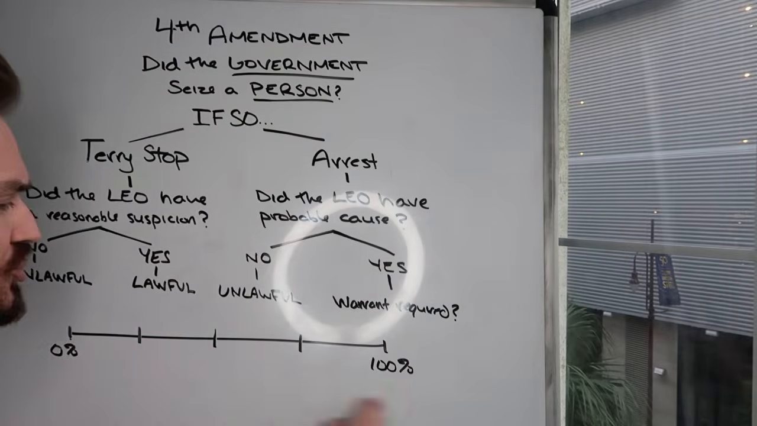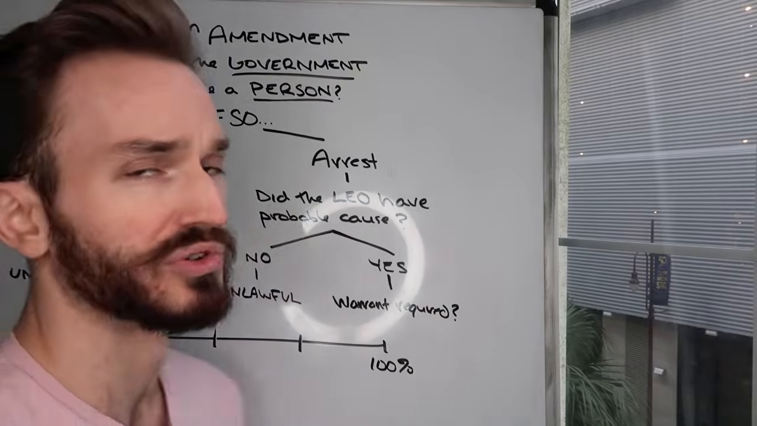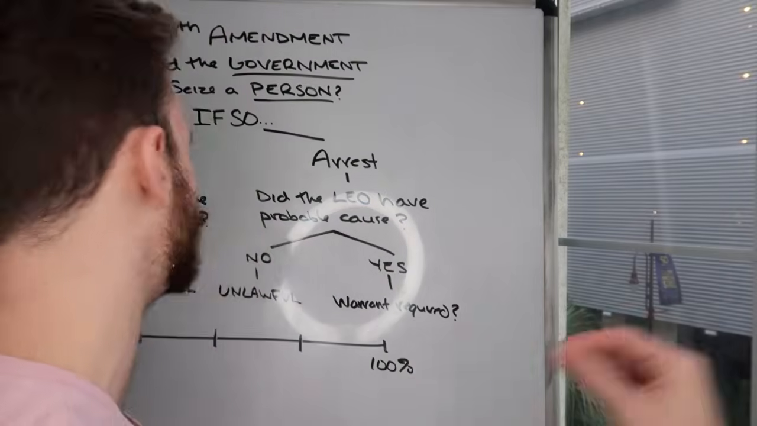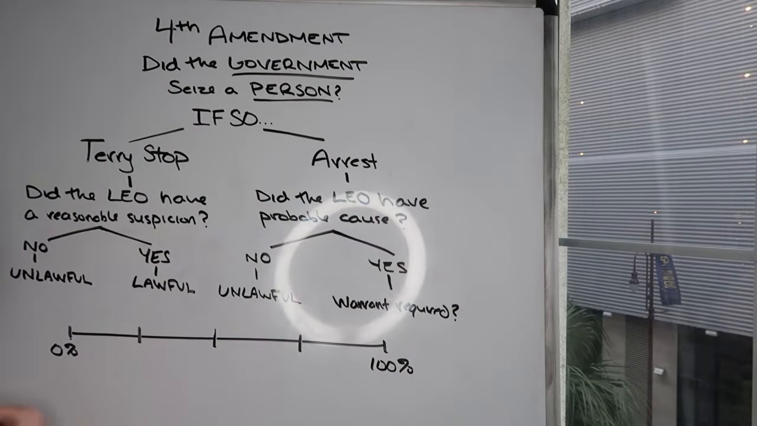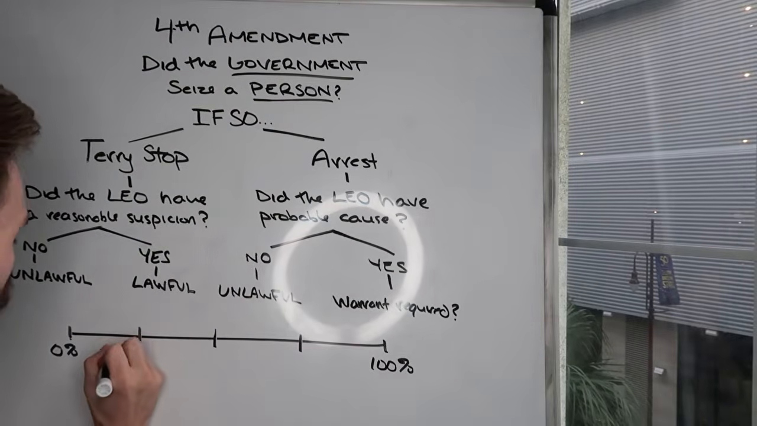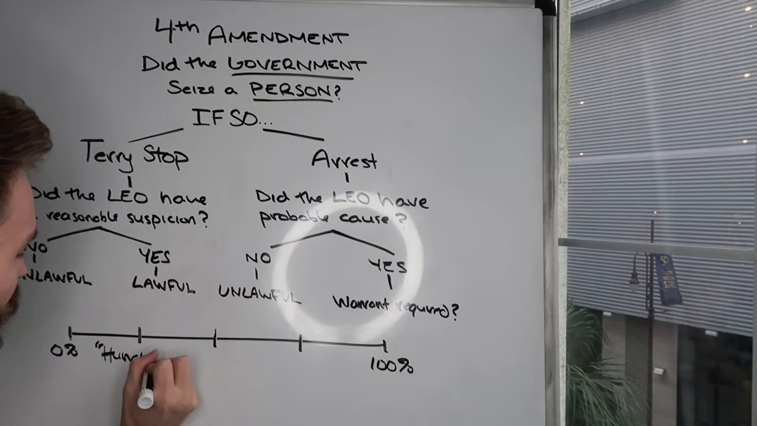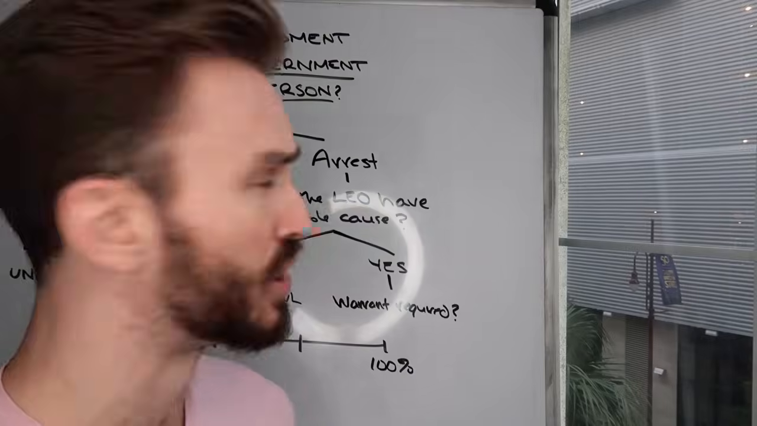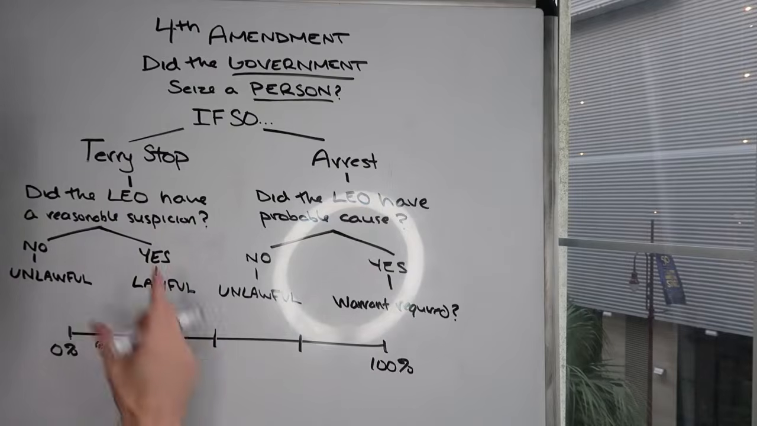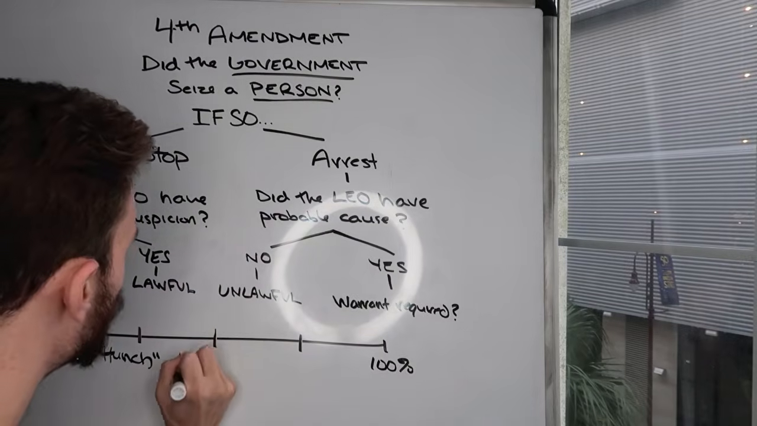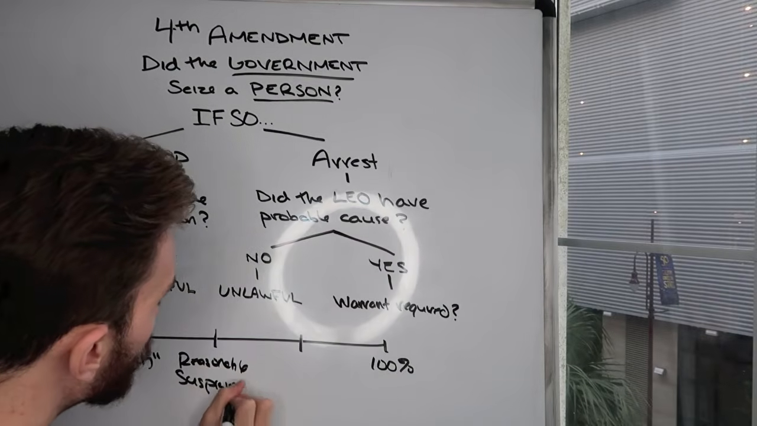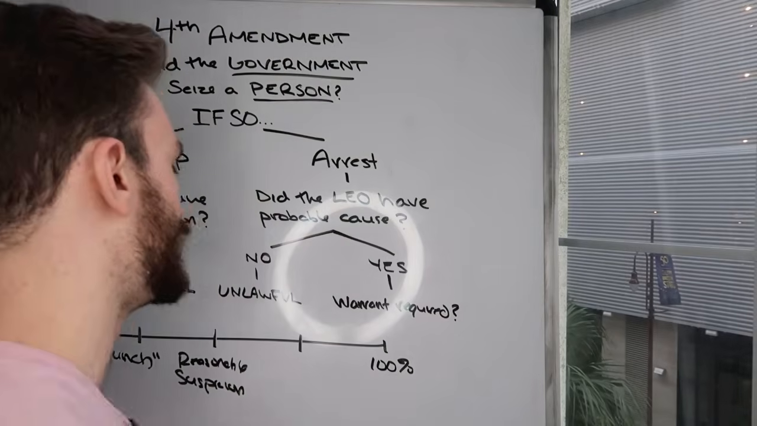So in this spectrum I have drawn here from 0% to 100%, you can think of this as degrees of certainty that some sort of criminal activity is afoot, right? And so at 0%, remember, a police officer can obviously do nothing. And even if he has what we call a hunch, right? A hunch is not going to be enough to seize a person, right? You can't perform a Terry stop to investigate somebody based on a hunch. At minimum, you have to have this idea of a reasonable suspicion that's based on articulable facts, right?